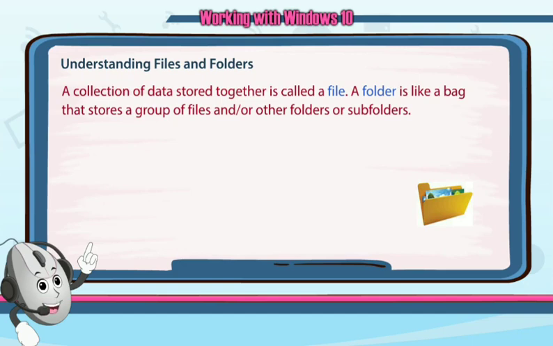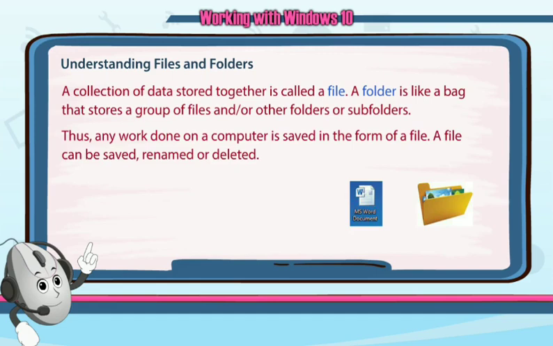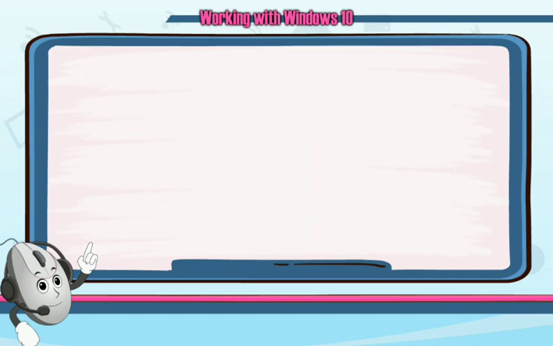It is a group of files. Suppose you have created 5 to 6 files. So we can create one folder and save those files inside our folder. A folder is like a bag and files are like books. As we store books in our bag, in the same way we can save the files inside our folder. Thus, any work we do on a computer is stored in the manner of files.